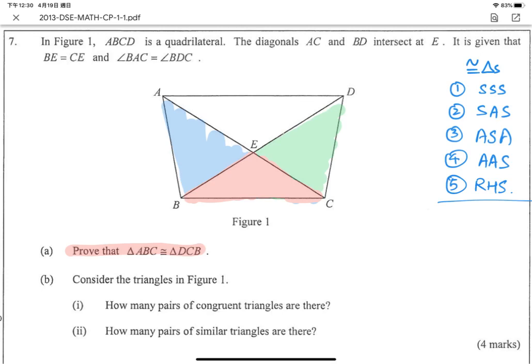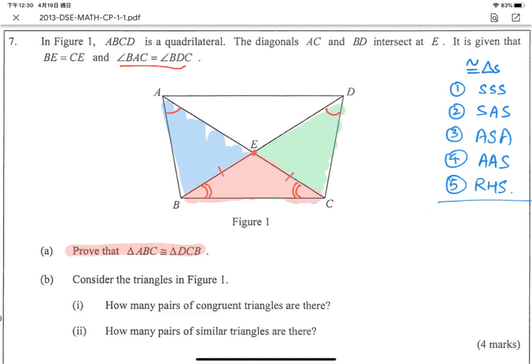And we know that in the question, let's read the question first. In figure 1, ABCD is a quadrilateral. The diagonals intersect at E, so this point E, and it's given that BE equals CE. So for the triangle BEC, which is an isosceles triangle, the base angles are equal. Actually this base angle is referred to in the triangle BCD, and this angle ACB is for triangle ABC, right? And also the question provides us that BAC is this angle, BDC is this angle. So these two angles are equal and these two angles are equal.